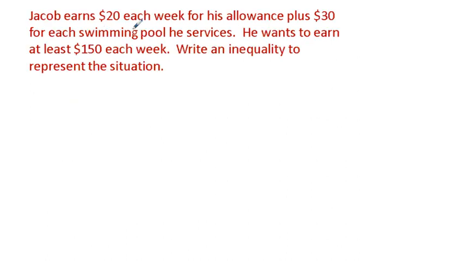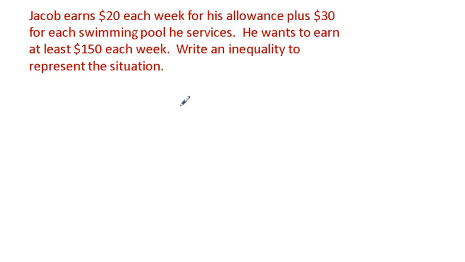Jacob earns $20 each week for his allowance plus $30 for each swimming pool he services. He wants to earn at least $150 each week. Write an inequality to represent the situation. So you have to look and see which one is better.